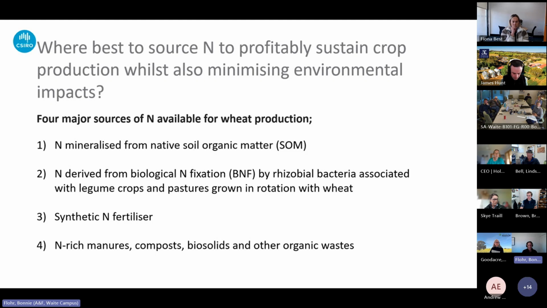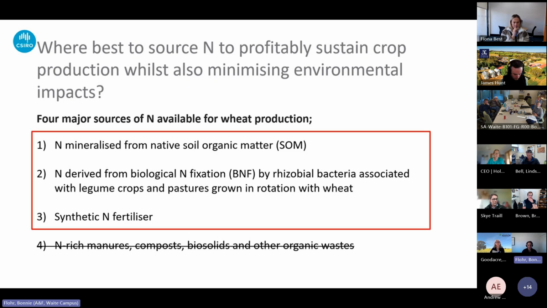Each of the different sources has different economic and environmental impacts, and a farmer can change what source they're using depending on their management. But in Australia, where our wheat is grown across large areas and at lower yields, with limited access to cost-effective sources of organic wastes, it essentially restricts Australian farms to the top 3 sources.